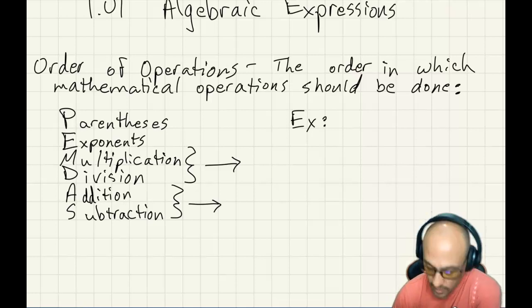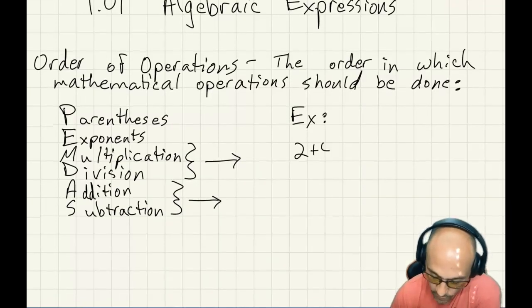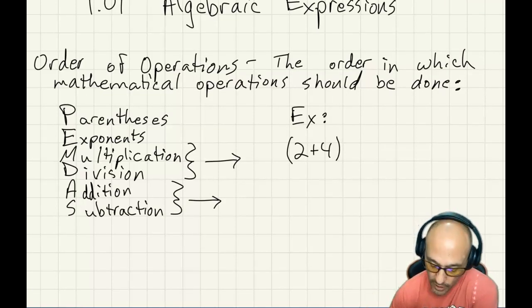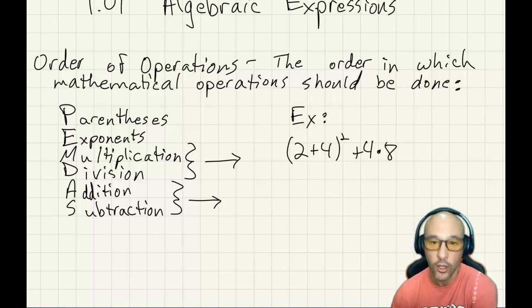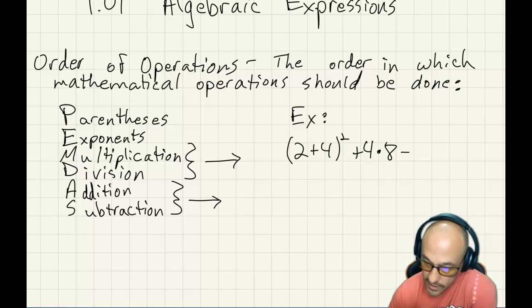So we have 2 plus 4, and that's going to be in parentheses. And we say the quantity 2 plus 4, that's math speak, all right? And that quantity is being squared plus 4. And then I'm going to write multiplication as a little dot instead of an X because we're doing algebra now. And then minus 6 divided by 2.